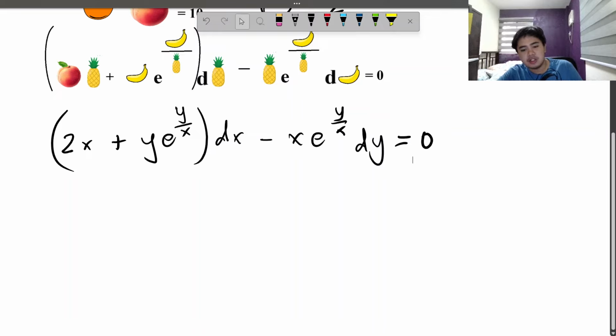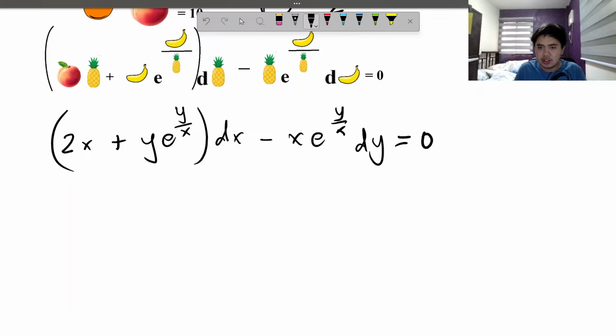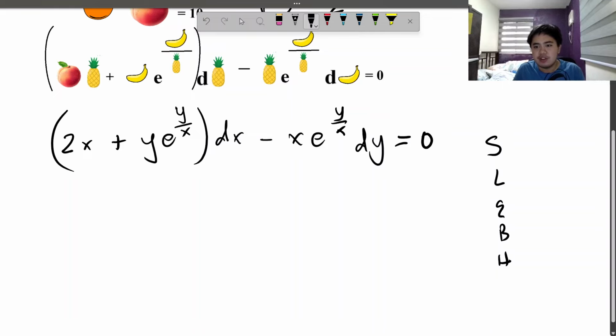Now, how do we solve this one? Well, we need to identify what it is, really. If you're in a pinch, I recommend the SLEBH identification. First, identify if it's separable. Is this separable? I don't think so because there's y over x, so this is not separable. Is this linear? I don't think so, so it's not linear. Exact, you can try checking if it's exact, but I don't think it's exact or Bernoulli.